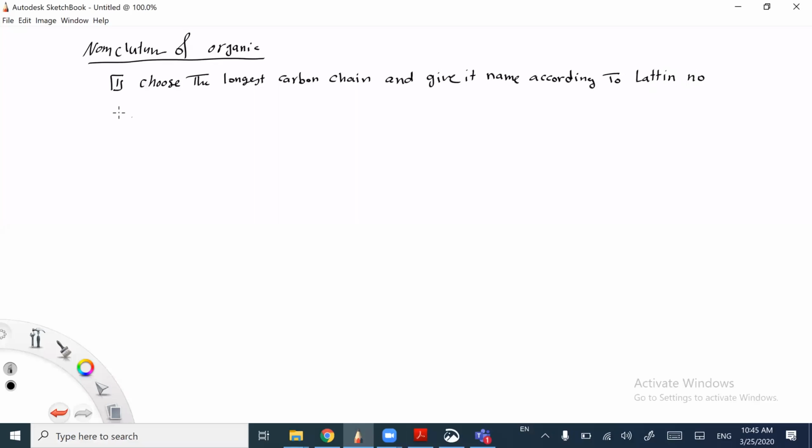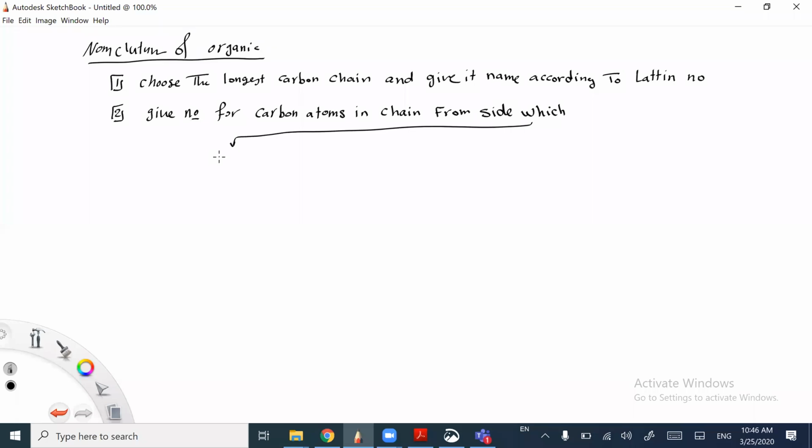Number two, give a number for the carbon atoms in the chain from the side which gives the lowest number for the branches.